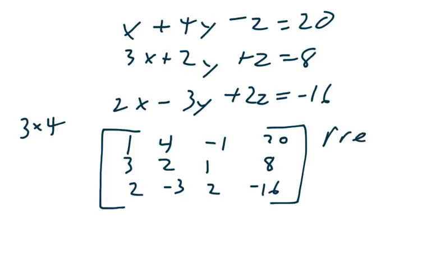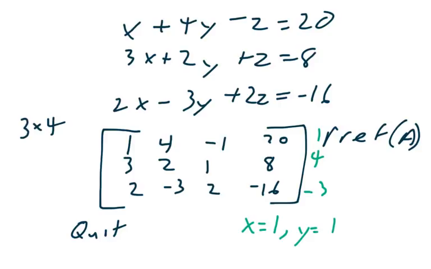You do RREF, which is under math, and then number. Remember to quit out of the matrix first. RREF of A, and it'll tell you that the top is 1, the next one is 4. This was -3, so we got x equals 1, y equals 4, and z equals -3.